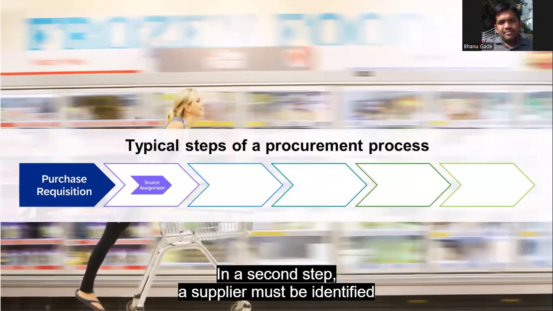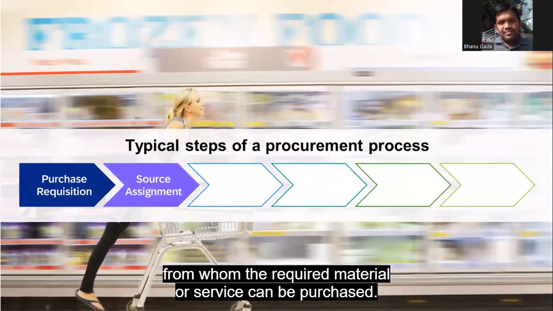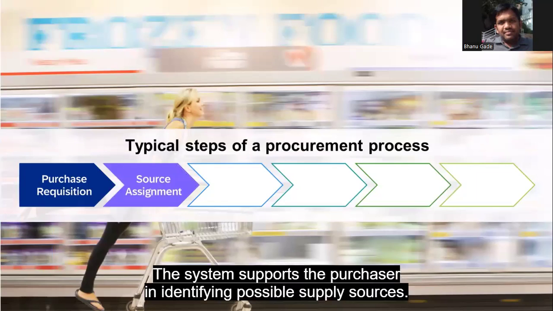In a second step, a supplier must be identified from whom the required material or service can be purchased. The system supports the purchaser in identifying possible supply sources.